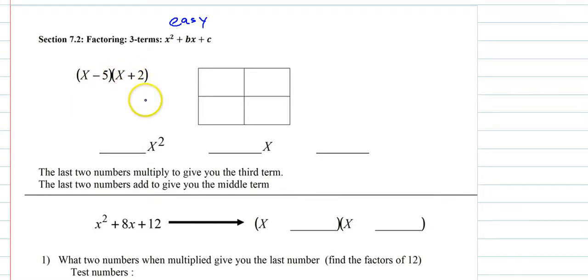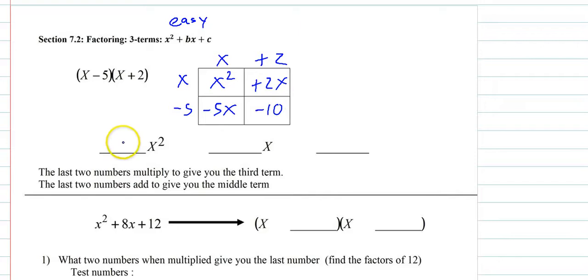So remember, factoring is reverse, so why don't we multiply it out? So x minus 5 and x plus 2, and that gives us x squared plus 2x minus 5x minus 10, which gives us x squared minus 3x minus 10. And this is what we're going to start with, like down here. This will be our problem, a trinomial, 3 terms, and it's going to ask us to factor it.